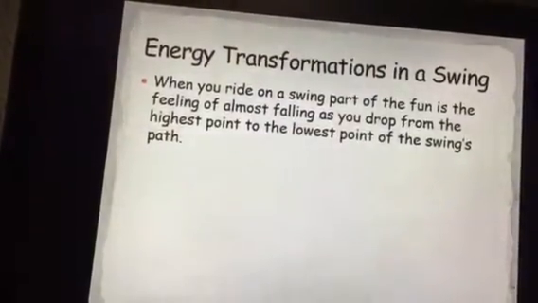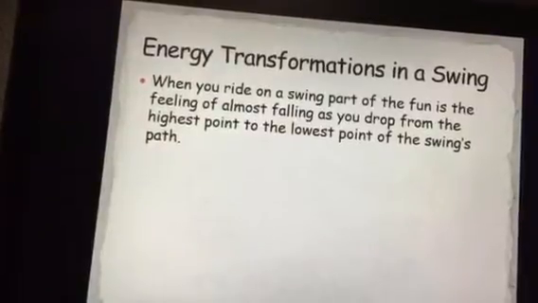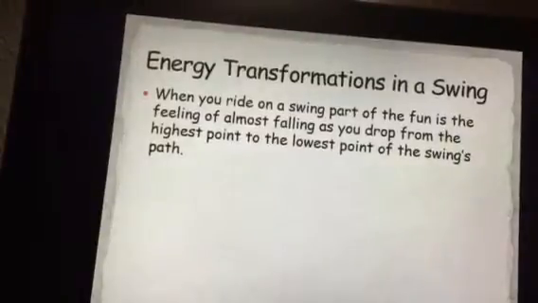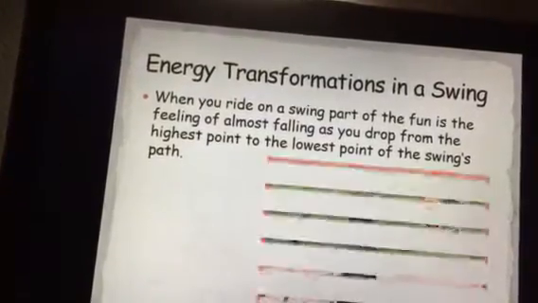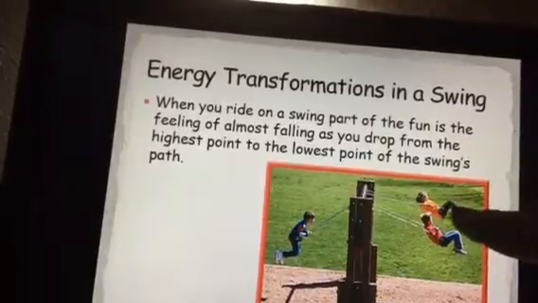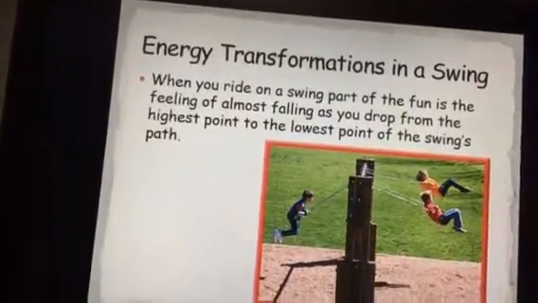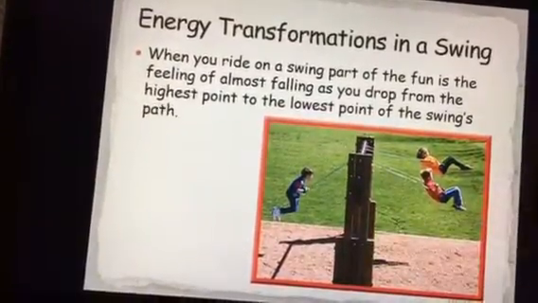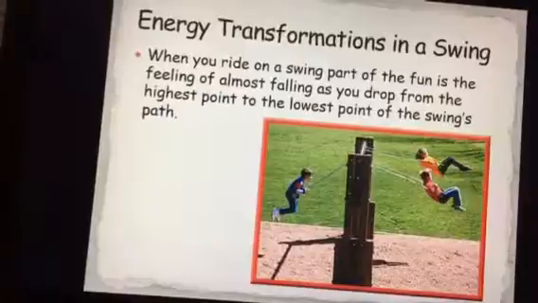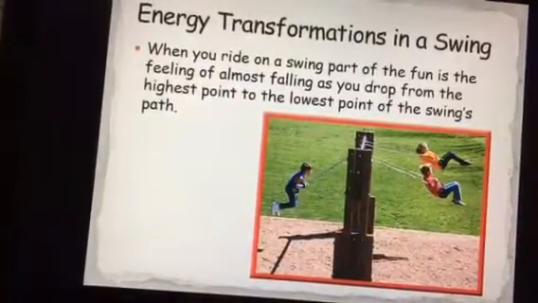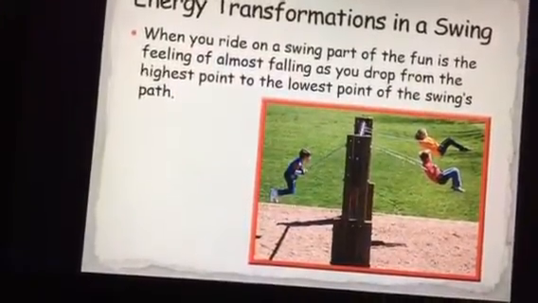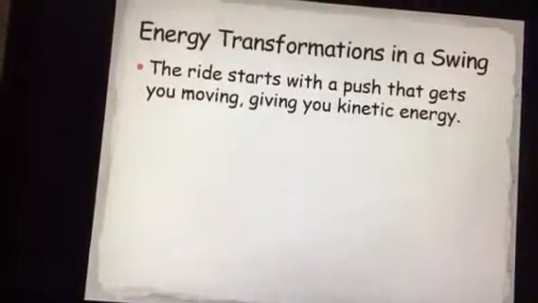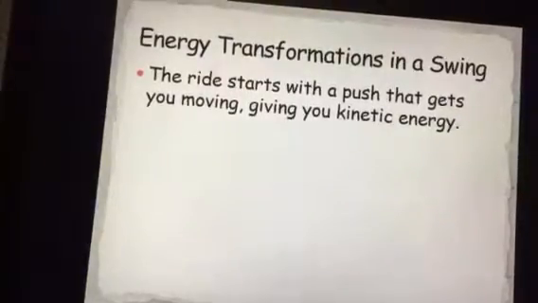Okay, when you ride on a swing, again a pendulum, you will almost feel like you're falling. You're going to drop from the highest point to the lowest point of the swing. Now the highest point, when you're up here, you're actually stopping for a split second, giving yourself the highest amount of gravitational potential energy before you come back down to the center where you're going to have the lowest amount of gravitational potential energy and the highest amount of kinetic energy. Kind of like a pendulum doing the same thing. Energy is transferred in the swing, but is never lost.